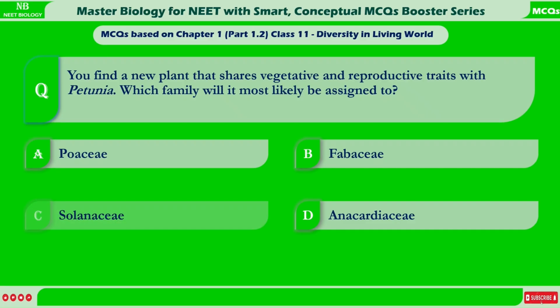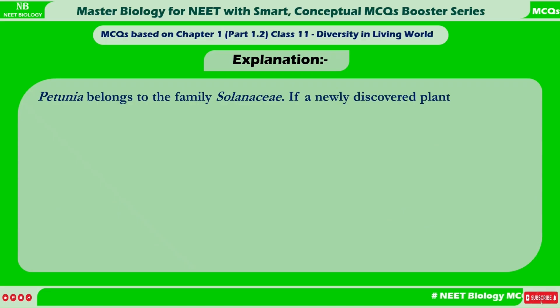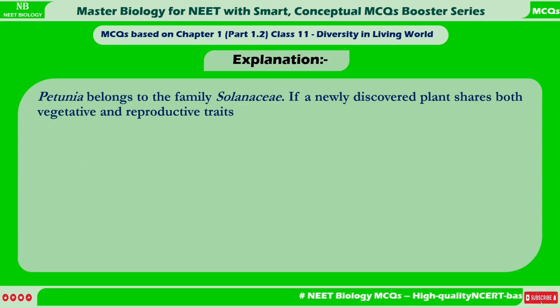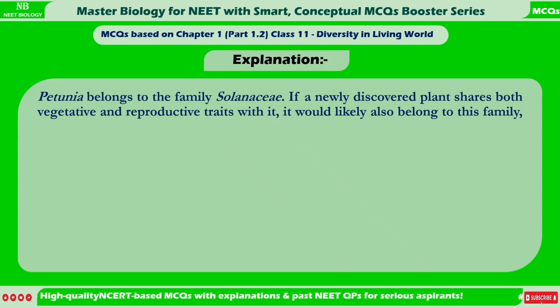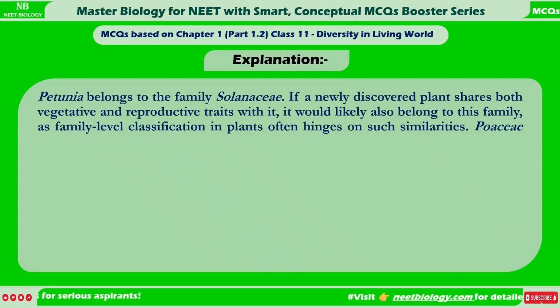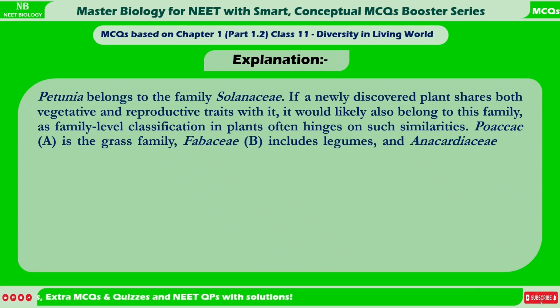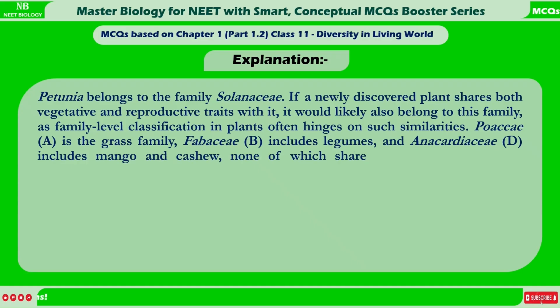Correct answer is C. Solanaceae. Explanation: Petunia belongs to the family Solanaceae. If a newly discovered plant shares both vegetative and reproductive traits with it, it would likely also belong to this family, as family-level classification in plants often hinges on such similarities. Poaceae (A) is the grass family, Fabaceae (B) includes legumes, and Anacardiaceae (D) includes mango and cashew, none of which share key floral or vegetative characteristics with Petunia.